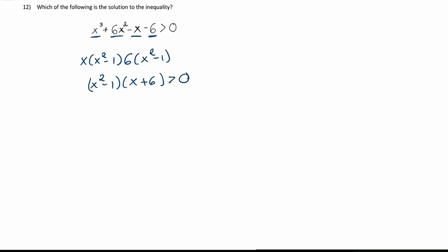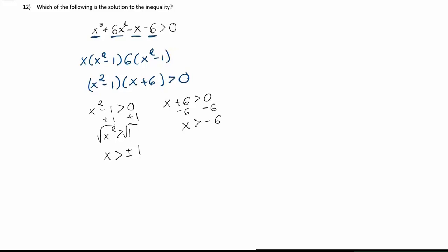Now that we factor, let's solve for x. So x squared minus 1 bigger than 0, we'll add 1 to both sides and we have x squared bigger than 1. And if we take the square root of both sides, we'll have x bigger than plus or minus 1. And on this one, we will subtract 6 from both sides, and we have x bigger than negative 6.